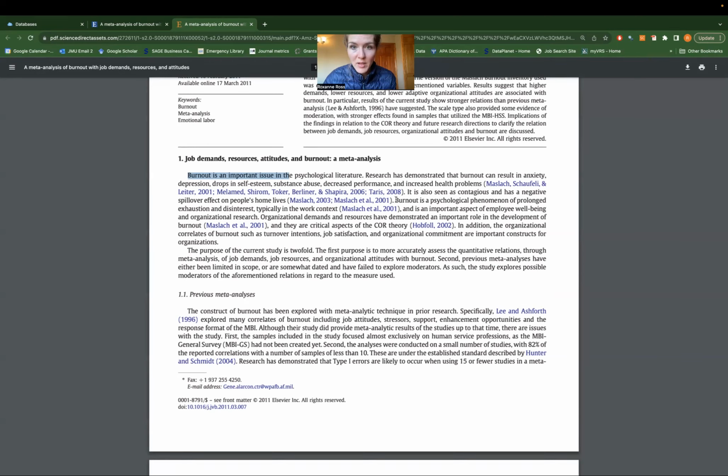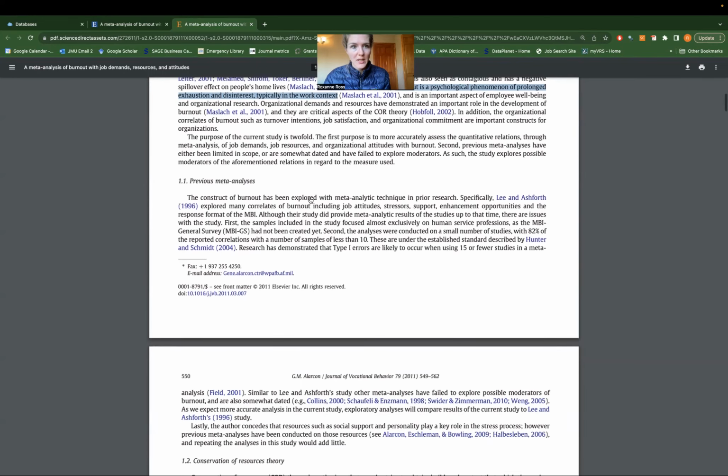Okay, so great. Then we also have this little kind of definition of burnout, a big teaser definition, if you will. It's a little bit shorter than what we'll see as we go down, but it's a psychological phenomena of prolonged exhaustion and disinterest. And this can be, again, used to help define the topic of interest. You'll need to define burnout if this is your research question.